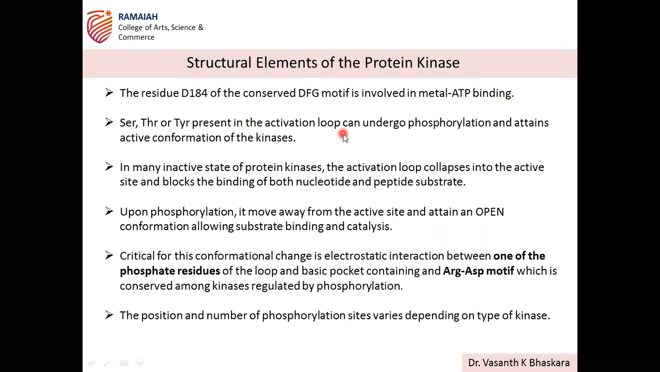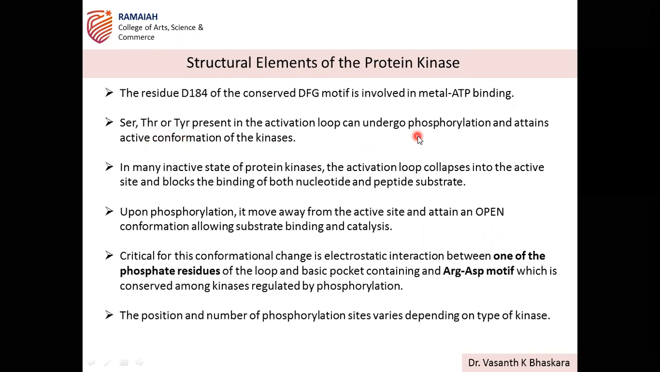present in the activation loop can undergo phosphorylation and attain active conformation of the kinases. So we discussed that in signal transduction, these protein kinases, if you see MAP kinases, all these are nothing but kinases. After activation, they undergo phosphorylation and then become active. Then activated, it again acts on another protein kinase of a similar structure. These protein kinases have the moieties within the activation loop, serine 39 or tyrosine, and they undergo phosphorylation. When they undergo phosphorylation, they become active structures.